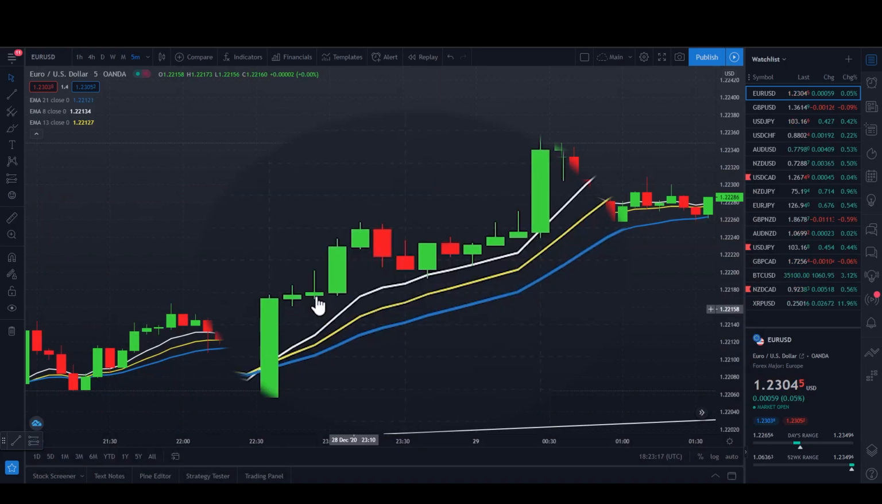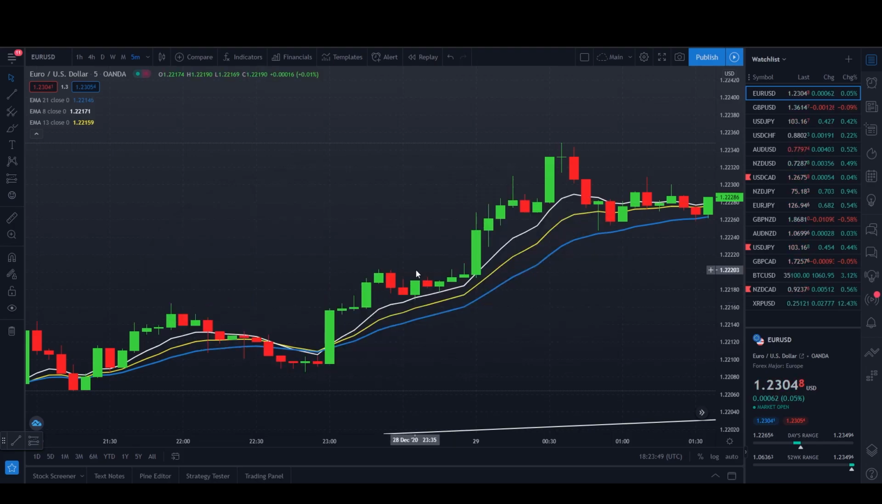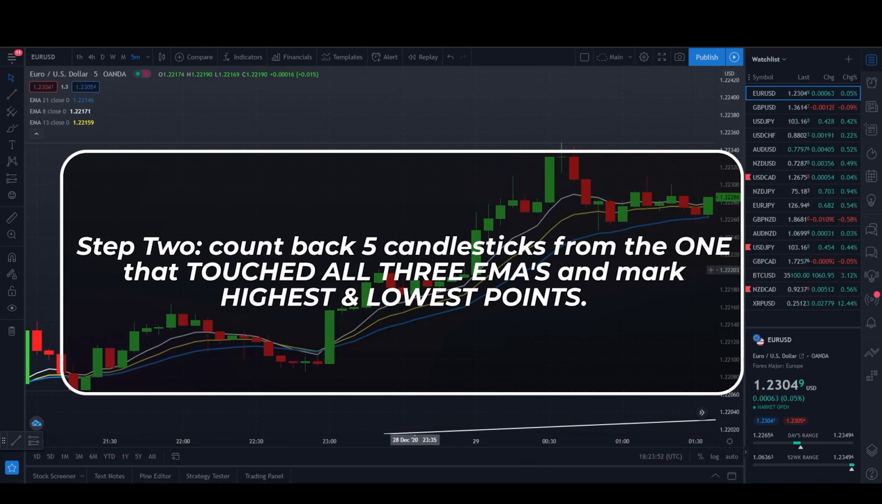So here we have an example where we have 1, 2, 3, 4, 5 candlesticks that have not touched any of the 3 EMAs, and then a candlestick that finally touched an EMA of period 8. After that step, what you have to do is count back 5 candlesticks, and the next step is to find the highest and the lowest points of these 5 candlesticks.